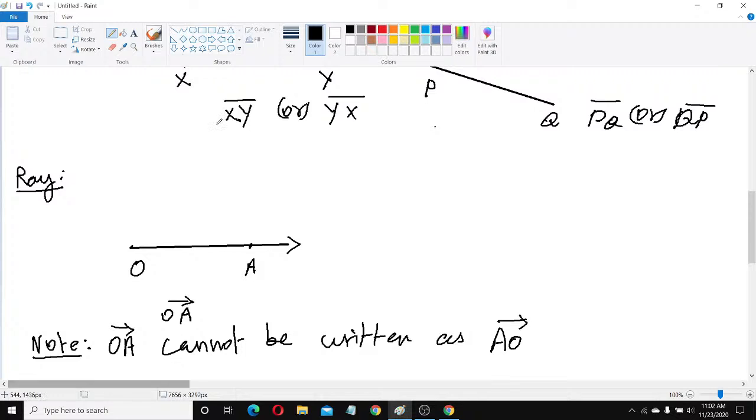Now I will draw another ray. Here when you are drawing the ray, you must use arrow mark one side, another side don't use arrow mark, children.